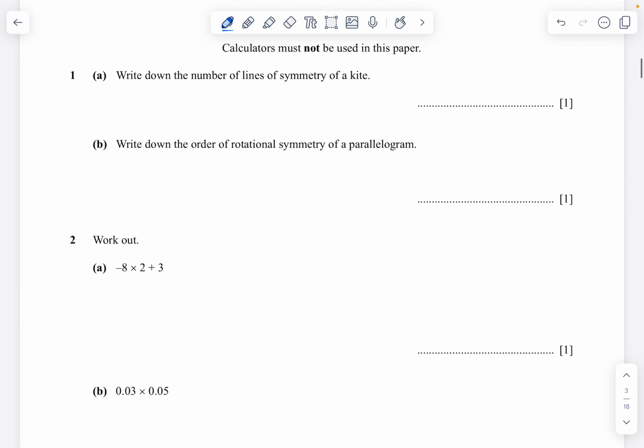Question number 1. Write down the number of lines of symmetry for a kite. We know that. What is the shape of a kite? The kite looks like this: two adjacent sides are equal. So the shape of the kite is approximately in this way. So it will be having only one line of symmetry. So the answer is 1. Write down the rotational symmetry for a parallelogram.